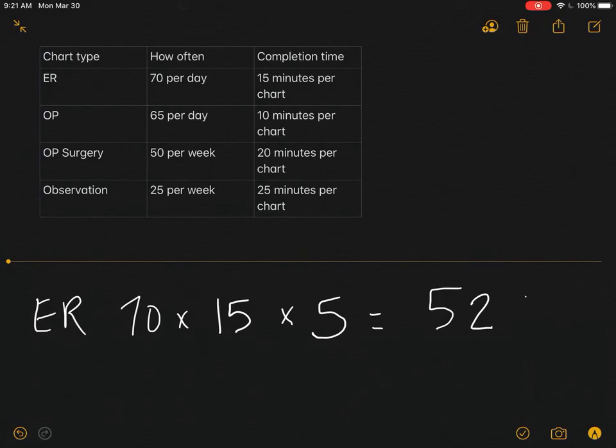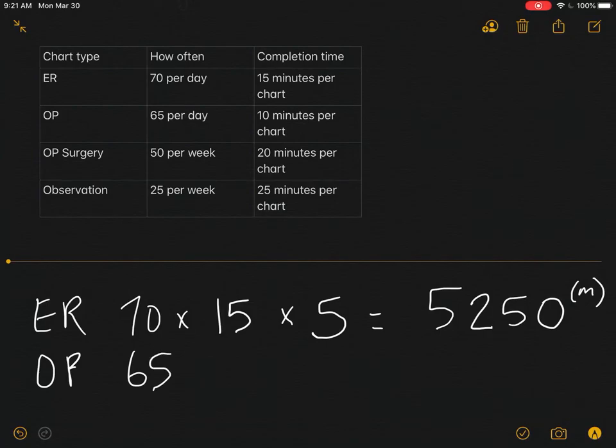That is 5,250 minutes. I'm just going to put a little parentheses over here with the M, so we know that that is minutes. You do the same thing for outpatient.